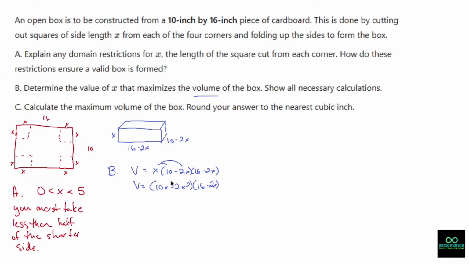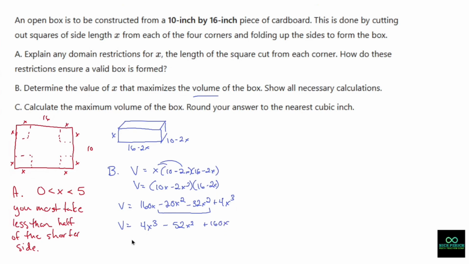Let's be consistent with my colors. 10x times 16 is 160x, so V equals 160x. 10x times negative 2x is negative 20x squared. Negative 2x squared times 16 is negative 32x squared. And negative 2x squared times negative 2x is positive 4x to the third. Let's write this out in standard form and combine like terms. 4x to the third goes first. These combine to make negative 52x squared, and then plus 160x.